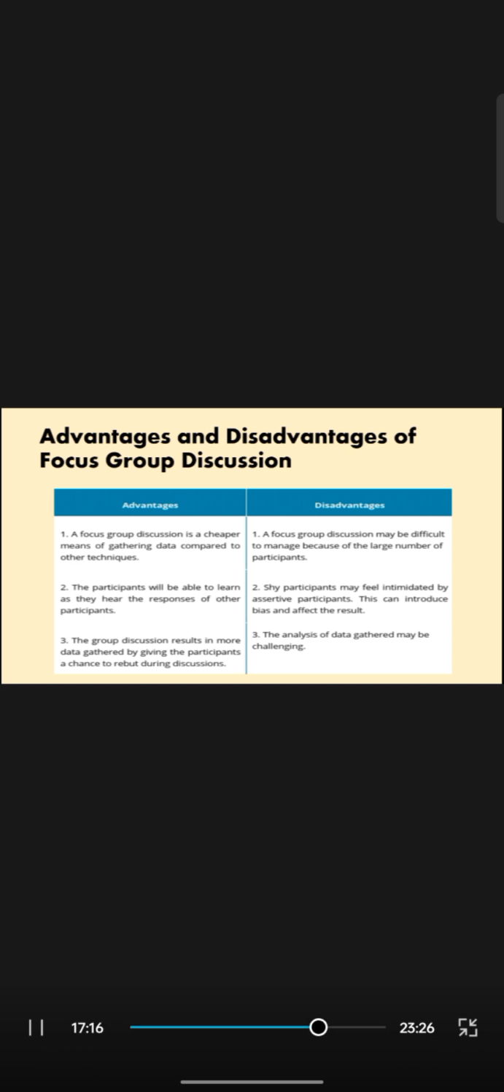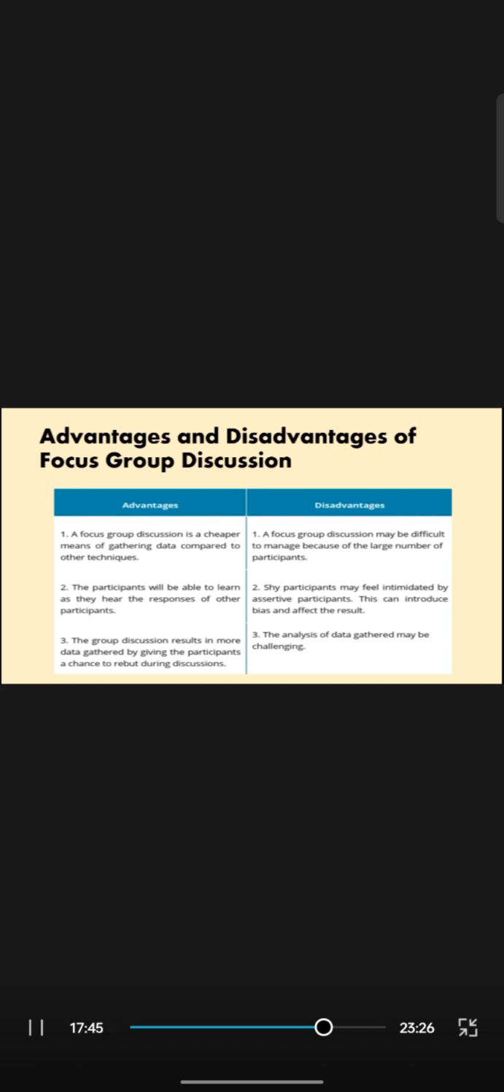So, the disadvantages of this: number 1, a focus group discussion may be difficult to manage because of a large number of participants. Number 2, shy participants may feel intimidated by an assertive participant that can introduce bias and affect the result. Third, the analysis of data gathered may be challenging.